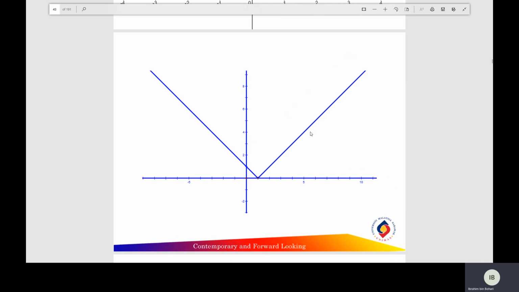Okay. So this is the answer, question B. The vertex of the function here is at (1, 0), and the y-intercept of the function here is at (0, 1). The domain of the function is all the real numbers, negative to positive infinity, and the range of the function starts at y equals 0 to the positive infinity.